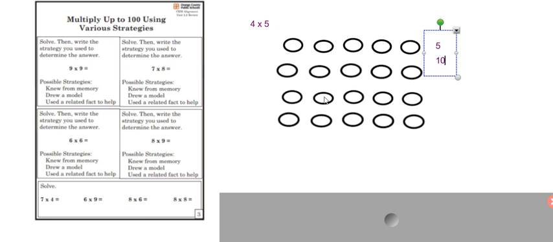11, 12, 13, 14, 15. Because 5 plus 5 plus 5 is 15. Okay. And last but not least, 16, 17, 18, 19, 20. Because 5 times 5 times 5 equals 20. Okay? I'm just going to write here what each of those numbers are.